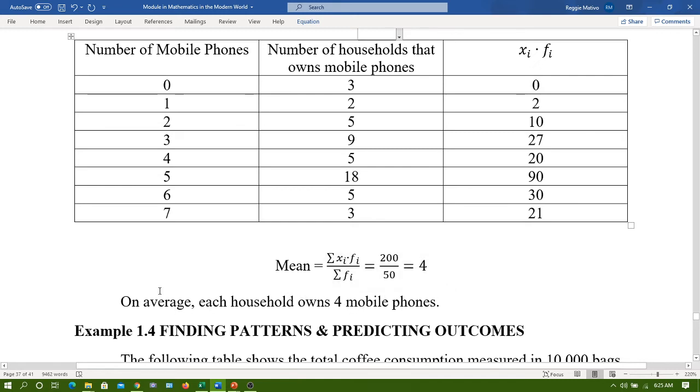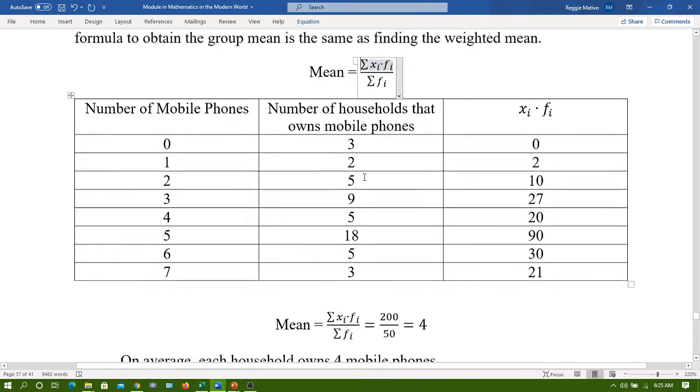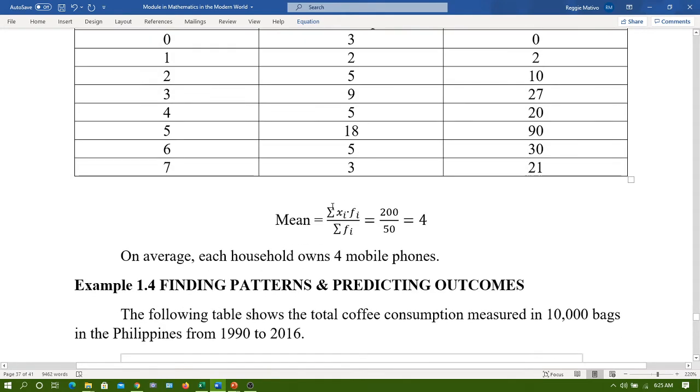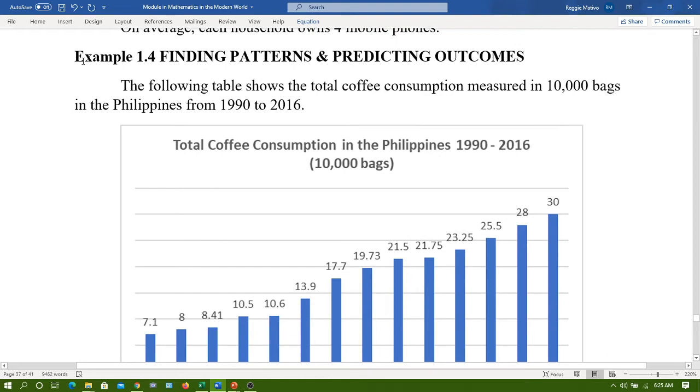Okay? So that is how to get the weighted mean of the data. We have also another example, finding patterns and predicting outcomes. So this is more difficult. Finding patterns and predicting outcomes.